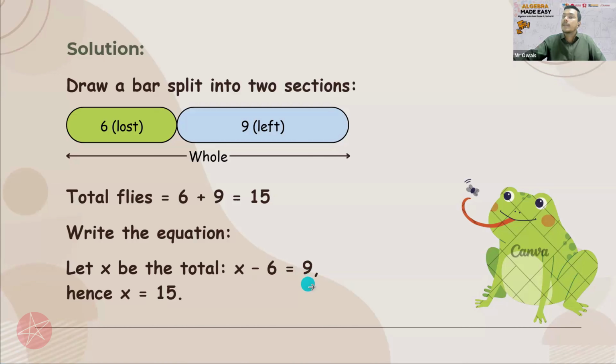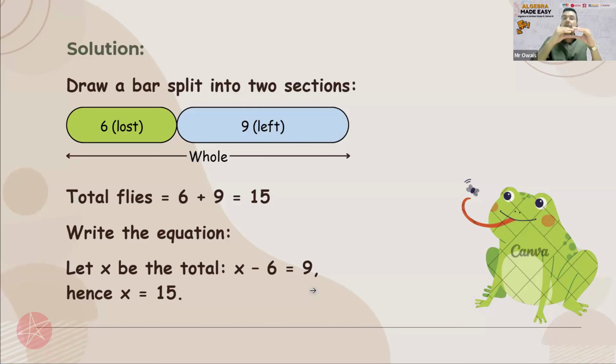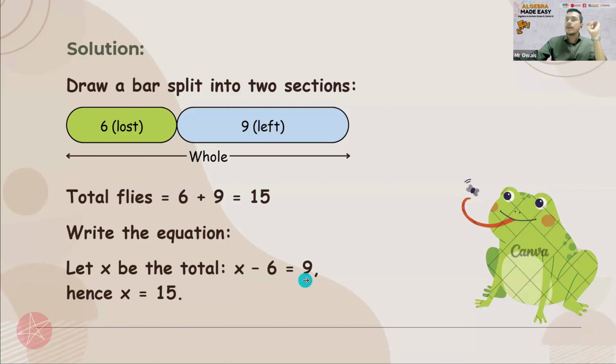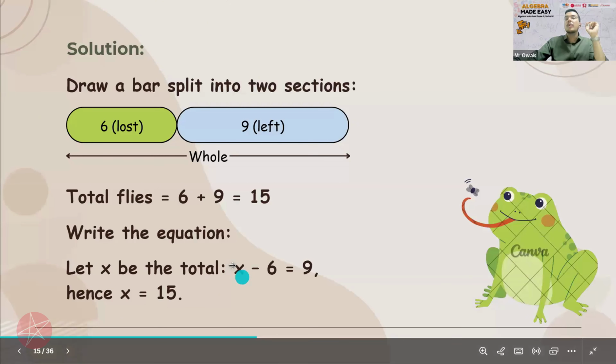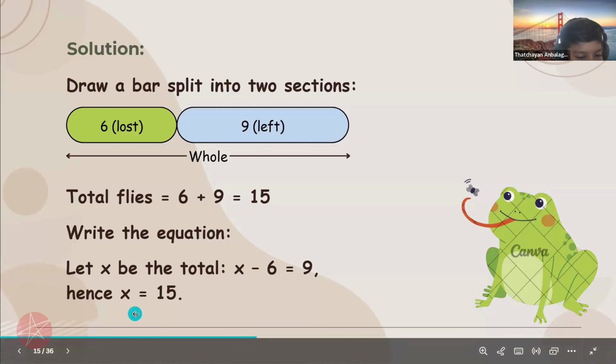And then how many are remaining? 9. 9 are remaining. So we can actually form this equation. This is called an algebraic equation where we have a symbol instead of a number. So we've got x minus 6 equals 9. And we know, what number when you minus away 6 gives you 9? That's what we just found, right? 6 plus 9 gives us 15. So hence, x equals 15.